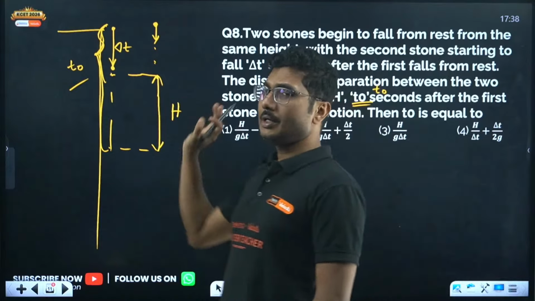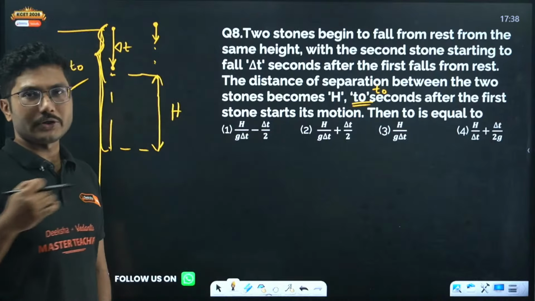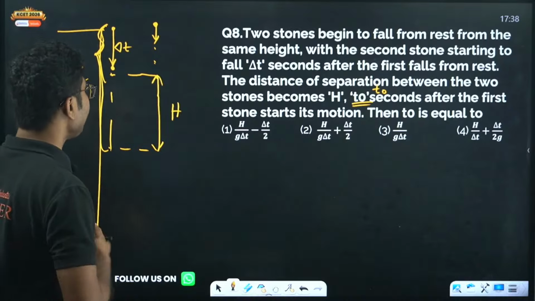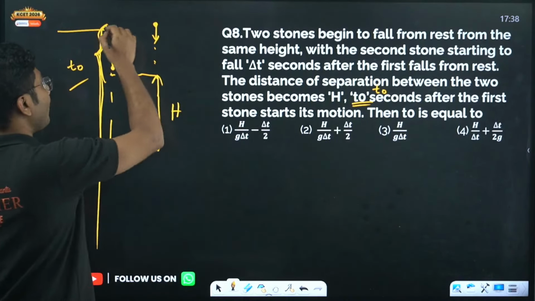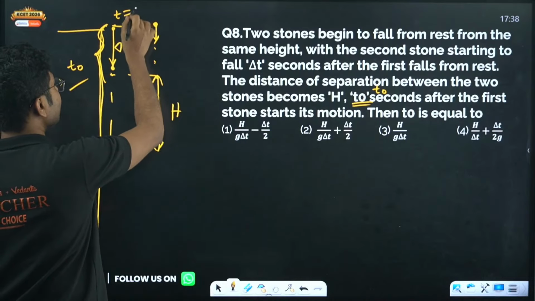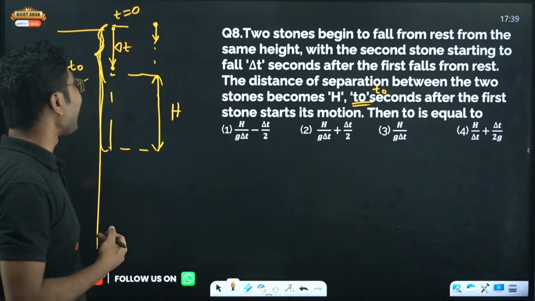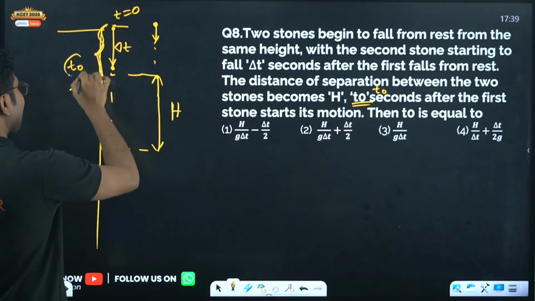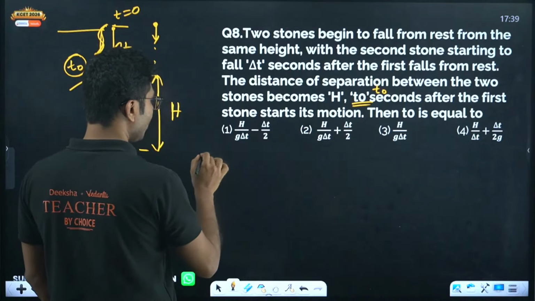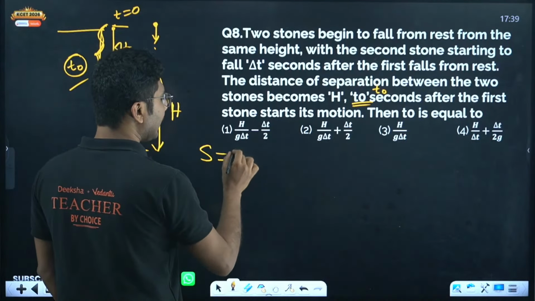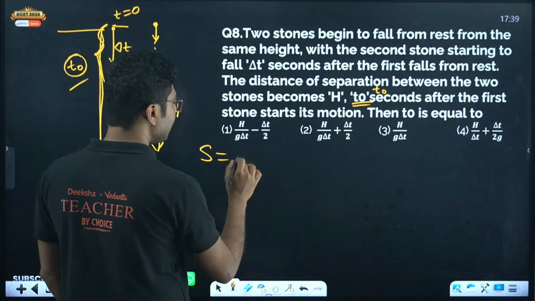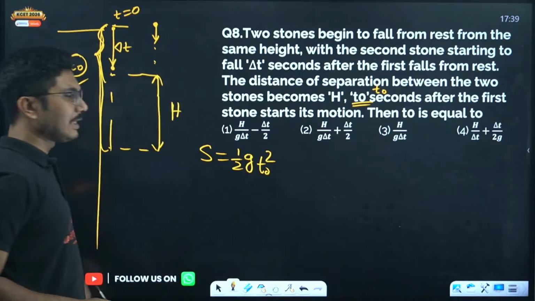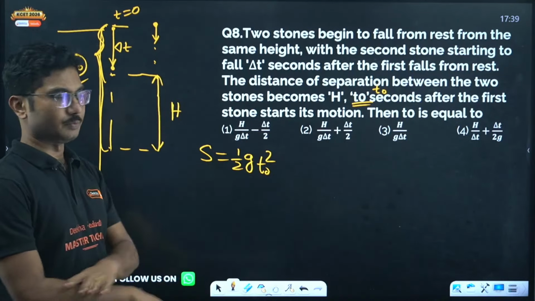Not a difficult question, but not a very straightforward question. You have to do some mathematics to solve it. First of all, understand the question, then only you will be able to solve it. So how to solve this question? The first stone is falling at t equals 0. How much distance will it travel in time t naught? The distance traveled by this stone is given by s equals ut plus half at square. u is 0, so simply half g t naught square. This is the distance traveled by the first stone.